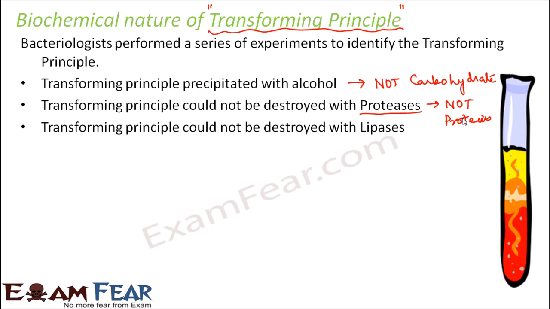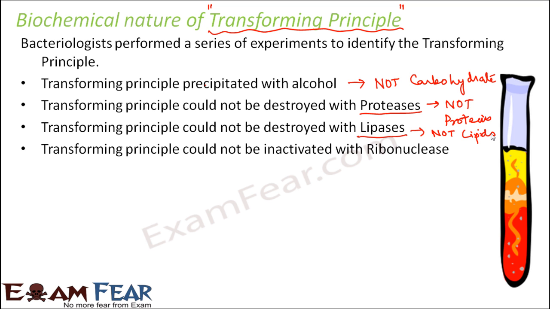It was also found that the transforming principle could not be digested or destroyed with lipases. So that means they were neither lipids. So they were not carbohydrates, they were not proteins, they were not lipids or fats. So what were they? Now the transforming principle looked a little similar to nucleic acids, that is, it might be rich in nucleic acids. But again, in nucleic acids, there were two options. One is RNA, the other one is DNA. So what could that be?